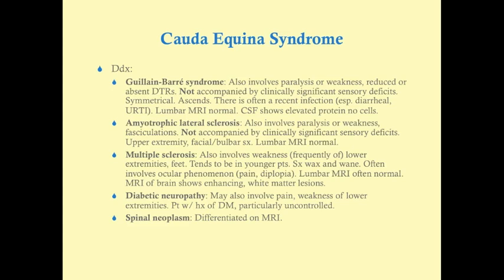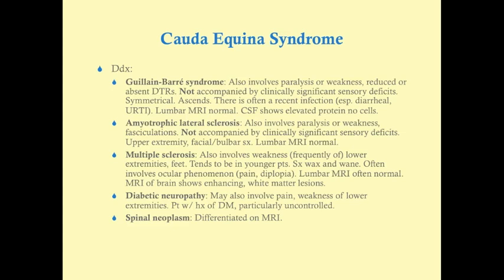Multiple sclerosis can also involve weakness of the lower extremities and feet. This tends to be in younger patients. With multiple sclerosis, it usually comes on insidiously. The symptoms can come and go. And often with multiple sclerosis, there'll be some kind of eye involvement. So you may have pain on movement of the eyes, or you may have double vision, diplopia. Lumbar MRI will be normal. This is not a disease of the peripheral nervous system.